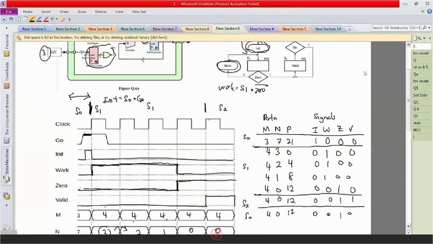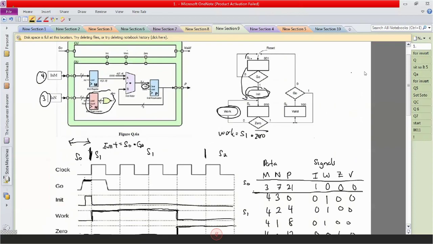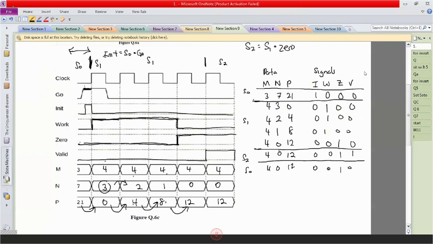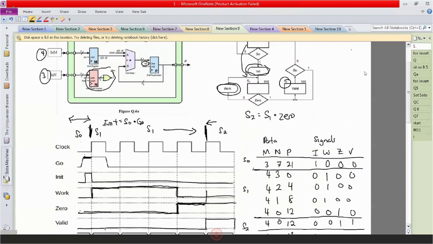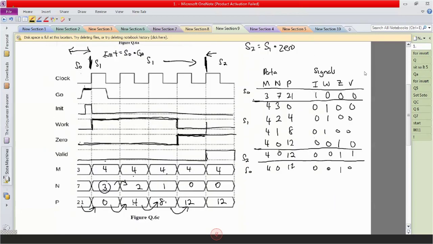And then S2, this state here, S2 is equal to S1 dot 0, right? So you need S1 and you need 0. So when the 0 goes up like this, and we are still in S1 by the way, you need 1 clock cycle to change to S2, right? So S2 is starting from here. So 0 like this, and then S2 is here, and so the valid, which is the Moore output, will go up like this.